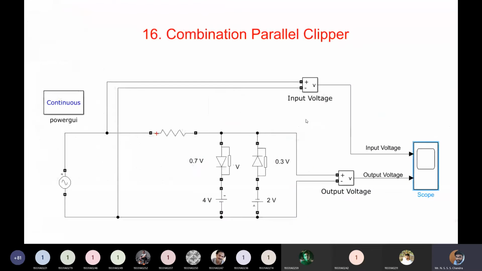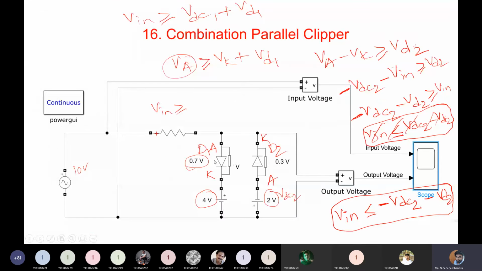So in my simulation circuit, I have considered a silicon diode with 0.7 volts as the forward bias voltage, and a germanium diode with 0.3 volts as the forward bias voltage, which are connected in anti-parallel to each other. And I consider the DC1 voltage as 4 volts and DC2 voltage as 2 volts. I have given 10 volts as the peak voltage. Now you can see the maximum value in the output, this dotted line. What is its value?